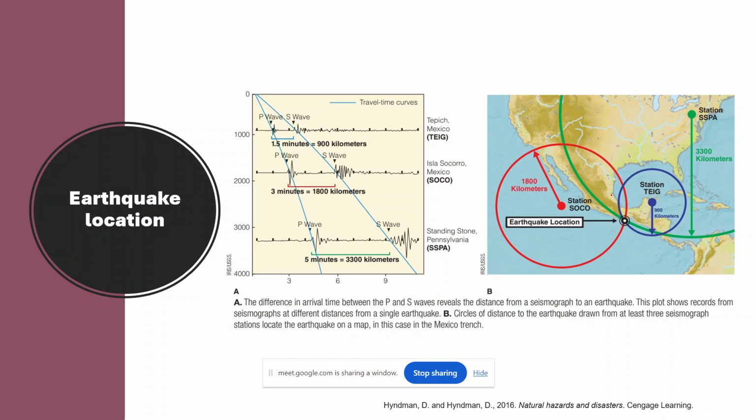But the basic thing you have to understand is that in order to locate an earthquake, we need three seismograph data. We need to understand the difference in the arrival of P and S waves, and then making use of this, we plot three different circles. The point of intersection of all these three circles is your epicenter, or if you extend it further, that is your hypocenter or focus of the earthquake.